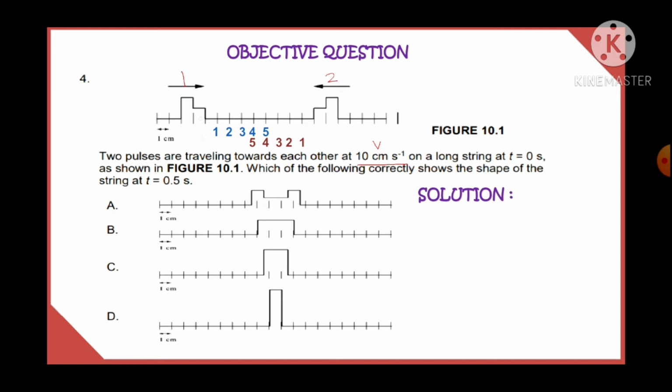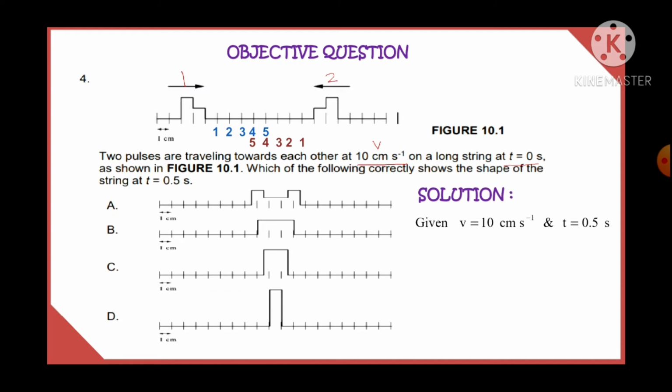Okay, let's say this is the first position for the first pulse and second pulse when t is equal to 0. The initial position is as shown in the diagram. Which of the following correctly shows the shape of the string at t is equal to 0.5 second? Meaning that after 0.5 second, we want to identify the position of the pulse. If we want to identify the position, we need to calculate.